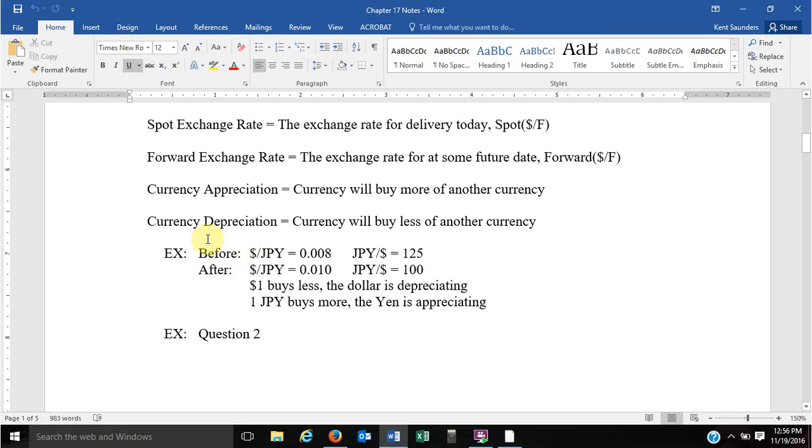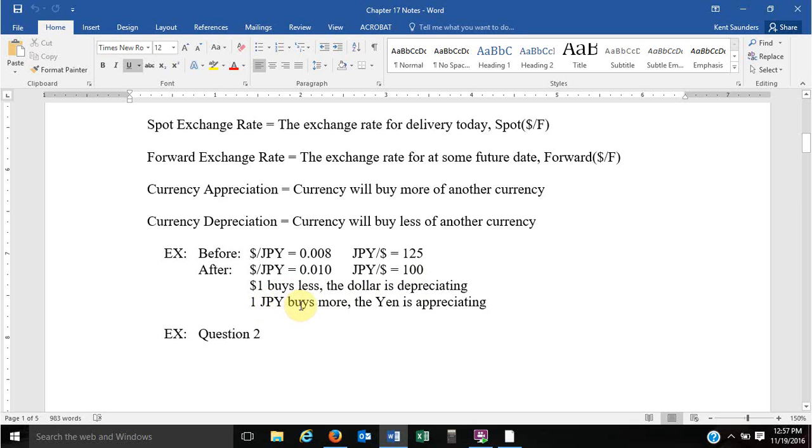Here's an example. Suppose before an event happens, the dollar to yen is 0.008, or the yen to dollar is 125. Those are the same. Suppose something happens, and now the exchange rates are different. Now the dollar to yen is 0.01, and the yen to dollar is 100. Now in this case, one US dollar buys less yen. It used to be one US dollar bought 125 yen. Now it's the case that $1 only buys 100 yen. So $1 buys fewer yen, so the dollar is depreciating.